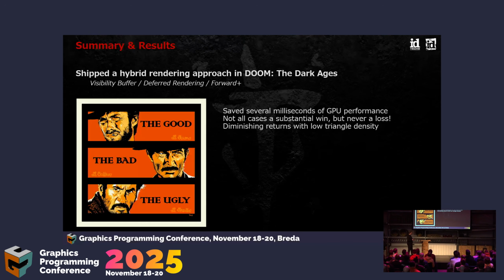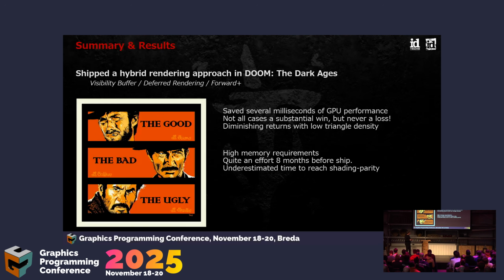On the good side, it saved us several milliseconds of GPU performance. Not all cases are a substantial win, but as already mentioned, it was also never a loss. We're also getting diminishing returns with low triangle density, which is good because our worst case scenario was optimized. On the bad side, we had quite high memory requirements, and it was quite an effort 8 months before ship. We didn't underestimate the time to get there, but we did underestimate the portion of the time we need to get the visual parity back. So that was actually a risk.